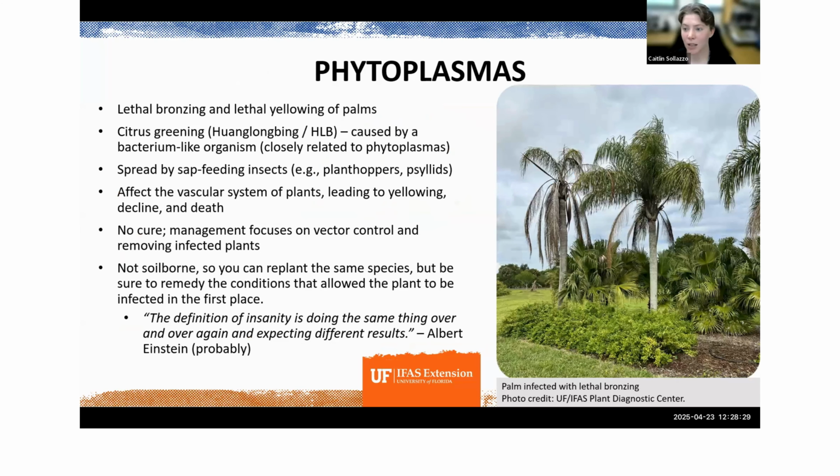All right, so I have three more slides, and these are just really quickies. I wanted to include them, but I have less to talk about.